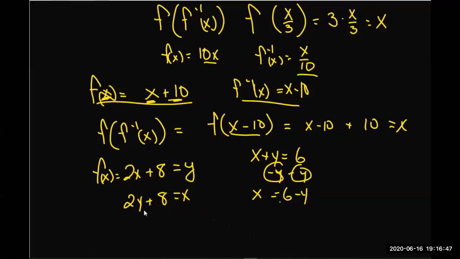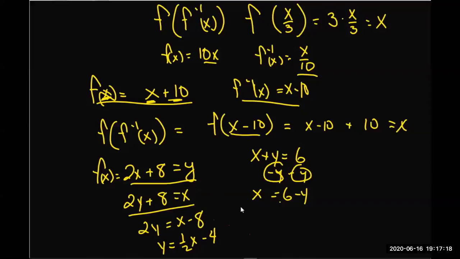2x plus 8 equals y. 2y plus 8 equals x. That will give you the inverse. Now, if you want to write it like y equals something, you have to solve this for y. You're not going to get this back again, because you switched x and y. So you'd write 2y equals x minus 8, and then y equals 1/2 x minus 4, right? So that is the inverse.